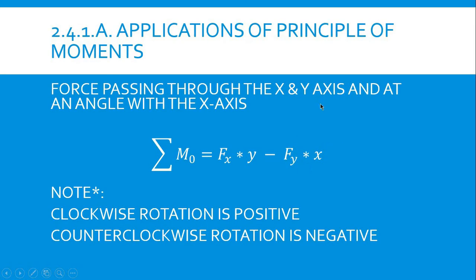So next is the application of the principle of moments. For a force passing through the x and y axes and at an angle with the x axis, the formula for the principle of moments is the summation of moments is equal to Fx multiplied by y minus Fy multiplied by x. Take note that clockwise rotation is positive and counterclockwise rotation is negative.